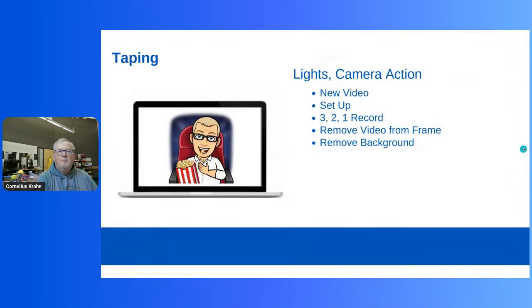All right, welcome back. Now we are going to get going with our taping. We've got that fantastic script that AI has given us, and we are going to create a new video. I'm going to talk briefly about what the setup could be like, and then we're going to record. The last thing we're going to do is remove the video from the frame that it gives us to start. So don't worry about what it looks like at the start. We're going to fix that afterwards. And then the last thing we're going to do is use the magic of AI to remove the background from our video that we have recorded.